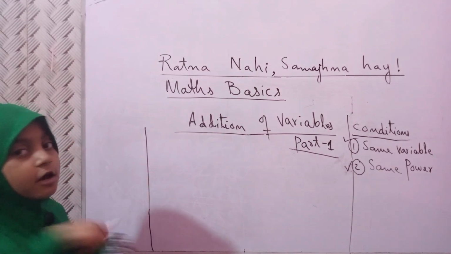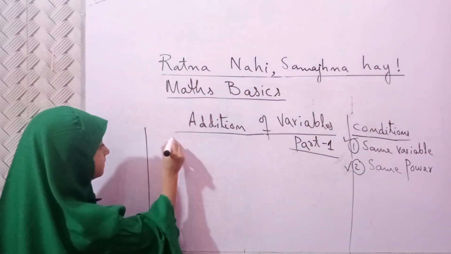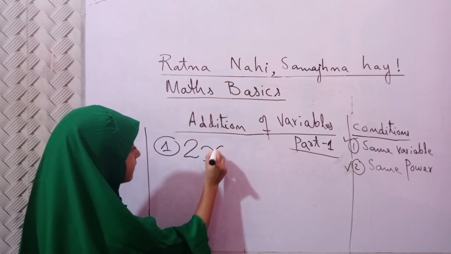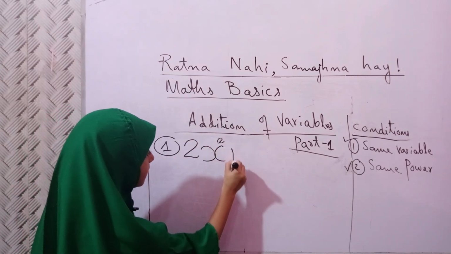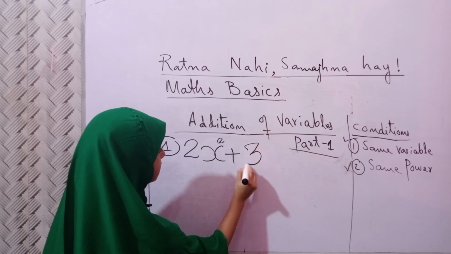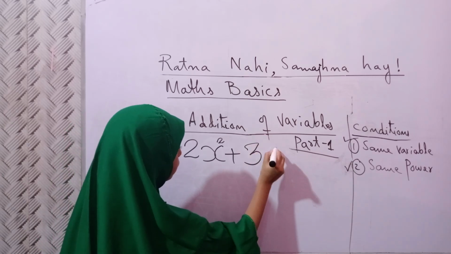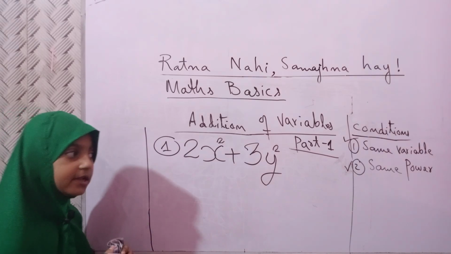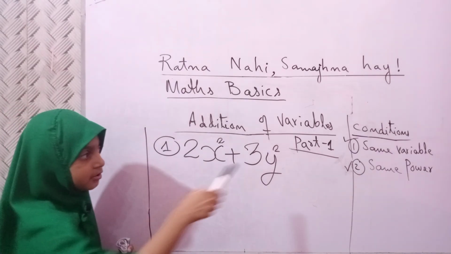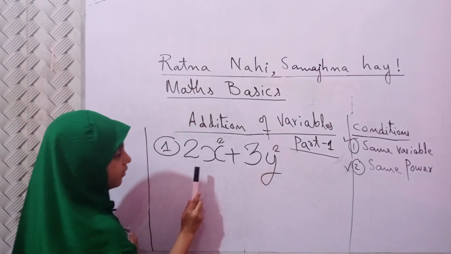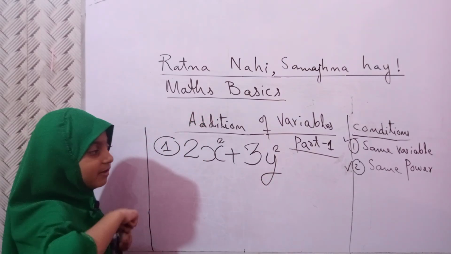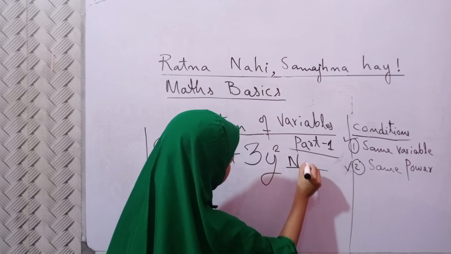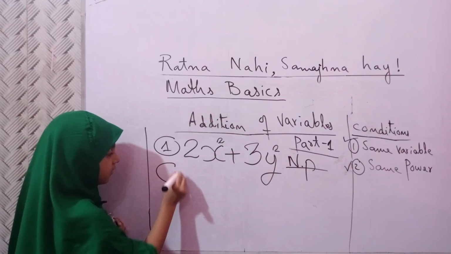Now we will do the first example. 2x square plus 3y square. Now this is the question. First, see the variable. Is it the same or not? Not the same variable. It means it will not be possible. Not possible.